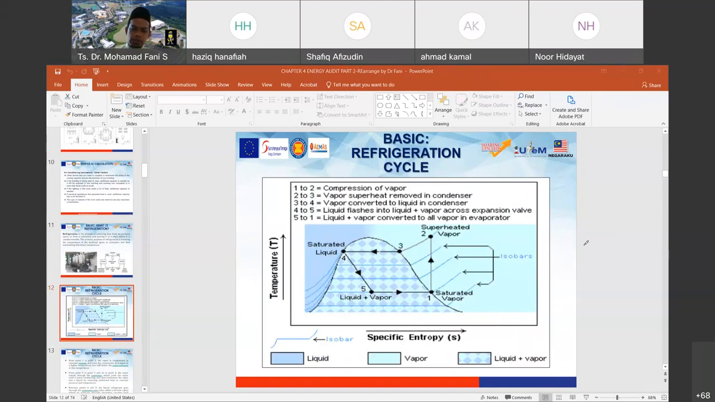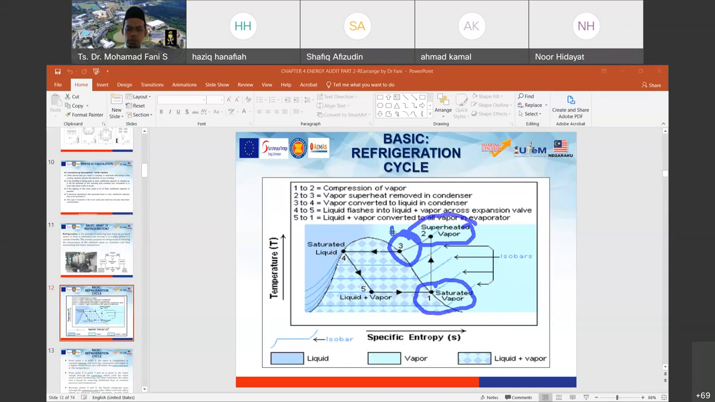The process is simple, going from liquid to vapor. It goes from saturated vapor to superheated vapor, and then back to liquid and vapor.